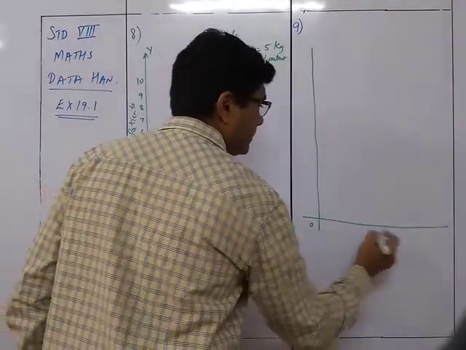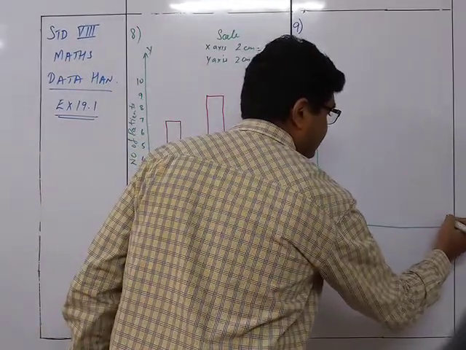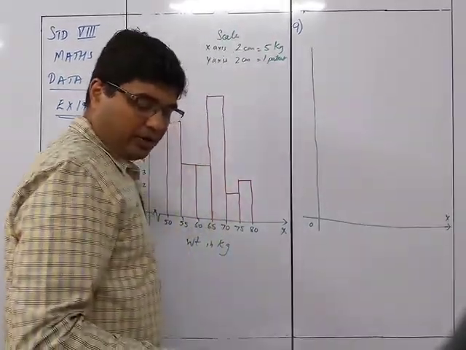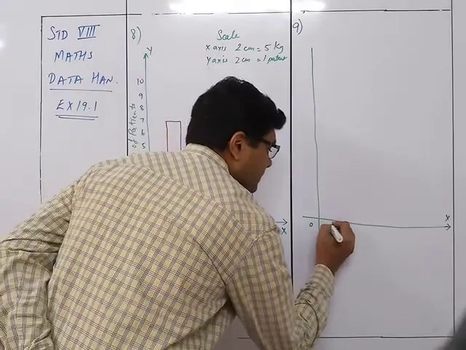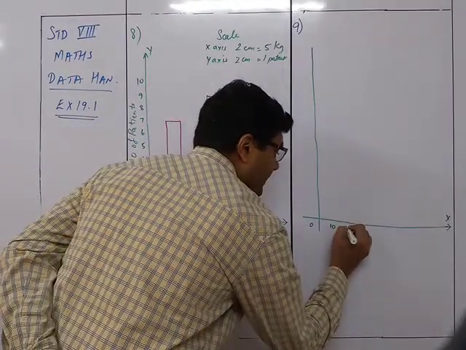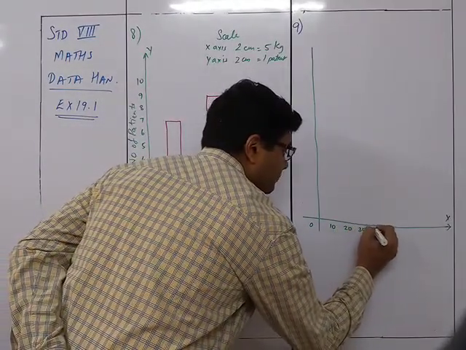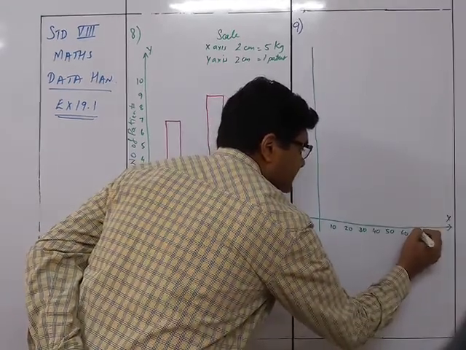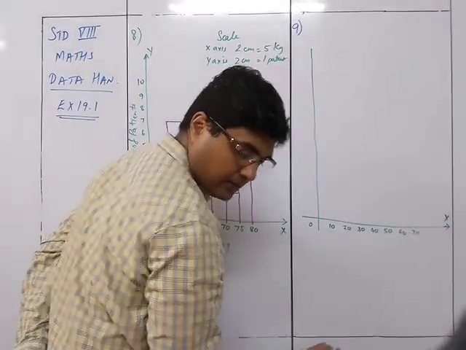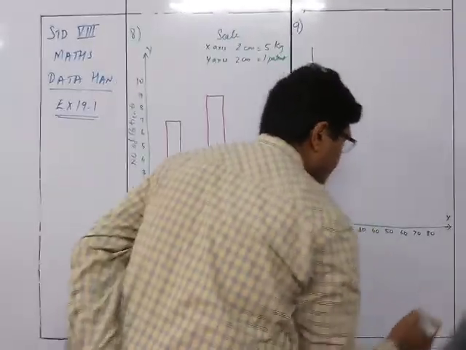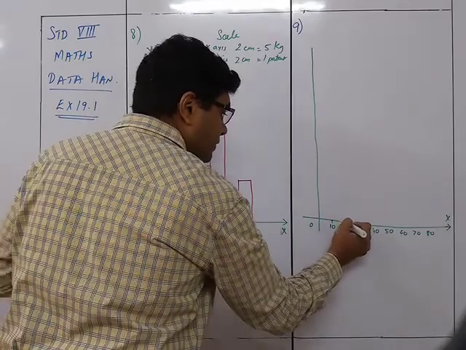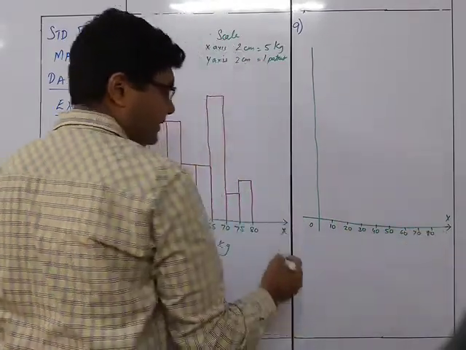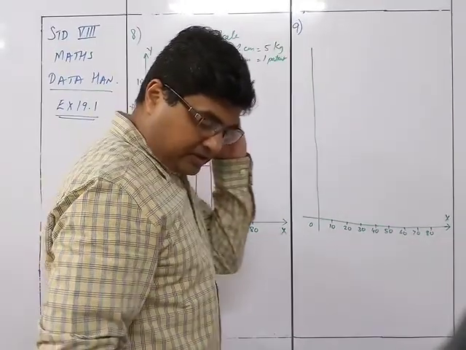Okay. This is the x-axis. It starts from 0 itself, so we will not require a kink over there. That is, we start with 10, 20, 30, 40, 50, 60, 70 and 80. Okay, that's 10, 20, 30, 40, 50, 60, 70, 80. Here the maximum is 36.